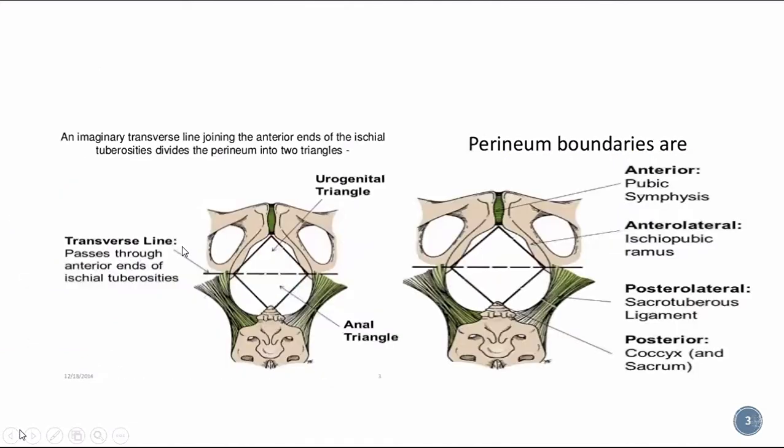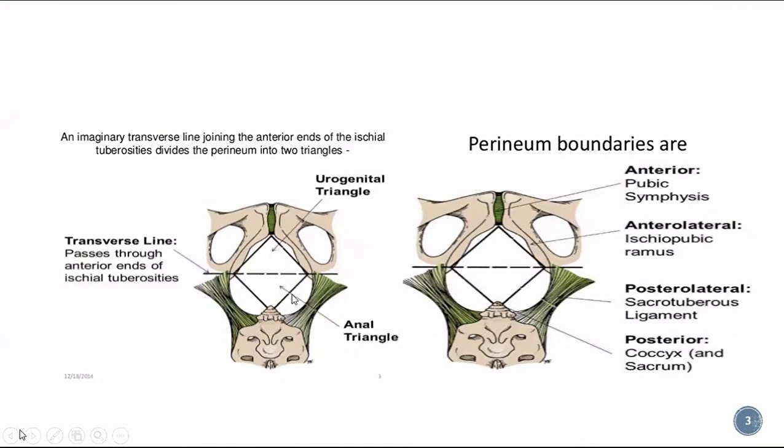Now the boundaries of your perineum are composed of the pubic symphysis anteriorly, and the coccyx and sacrum posteriorly. Its anterolateral margins are made of the ischiopubic ramus, or the bony part, and the posterolateral portion is made up of the sacrotuberous ligament. If you draw an imaginary line between the two ischial tuberosities, you will divide the perineum into two triangles: your urogenital triangle and your anal triangle.